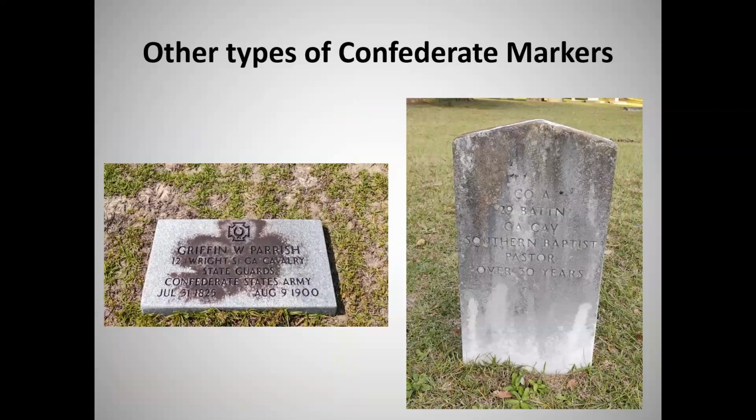These are a few others that are Confederate markers still. So this is more of the flat marker that certain cemeteries do require, but they have the Confederate Cross of Honor across the top. And this stone, I think it just is interesting. It has the company name, and it simply says Southern Baptist pastor over 30 years. The name of the individual is not even on the stone.